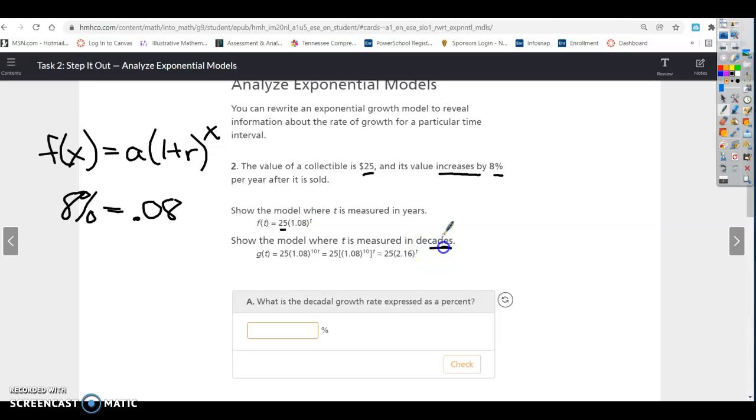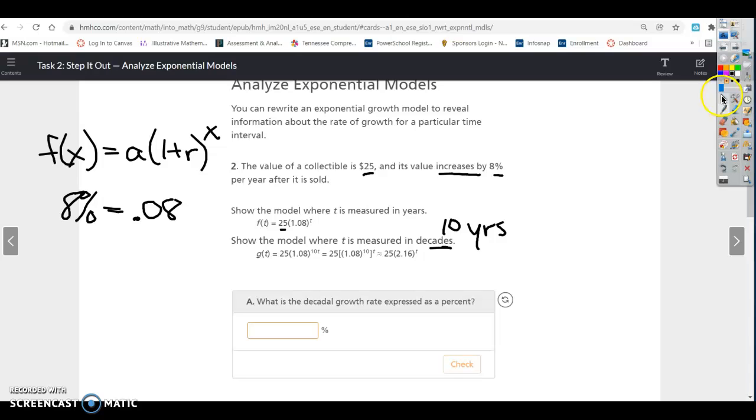So it says show the model where t is measured in decades. Remember, a decade is 10 years. So g of t equals 25 times 1.08 raised to the 10 times t power. 10 is for the decade and t is measured in years. So that equals 25 times 1.08 raised to the 10th power, raised to the t power. They're just using properties of exponents to rewrite that so that they can do 1.08 raised to the 10th power, which gives you 2.16.